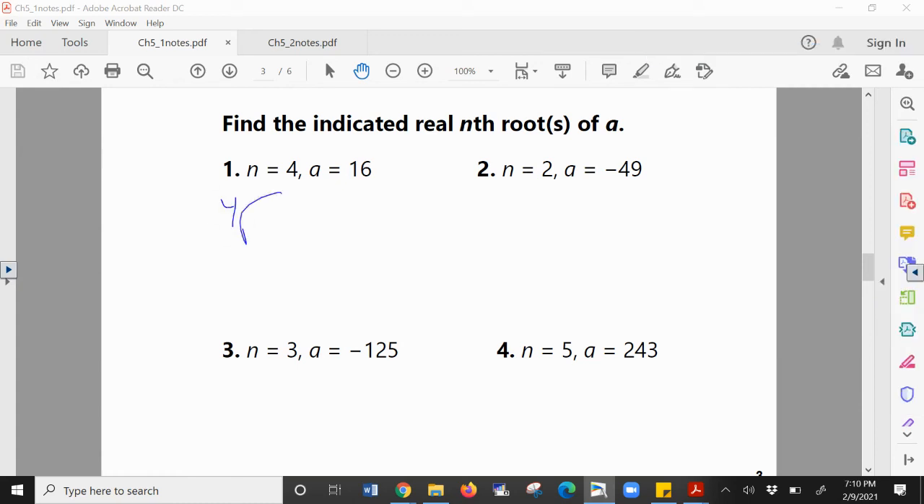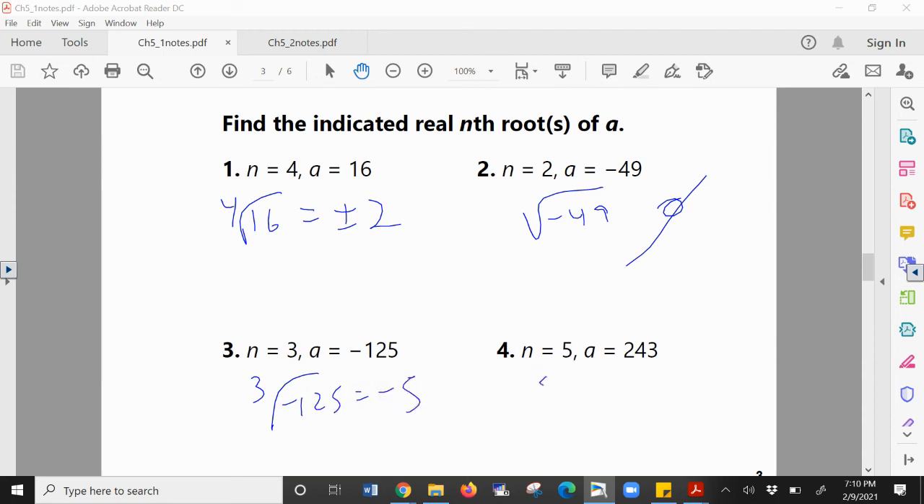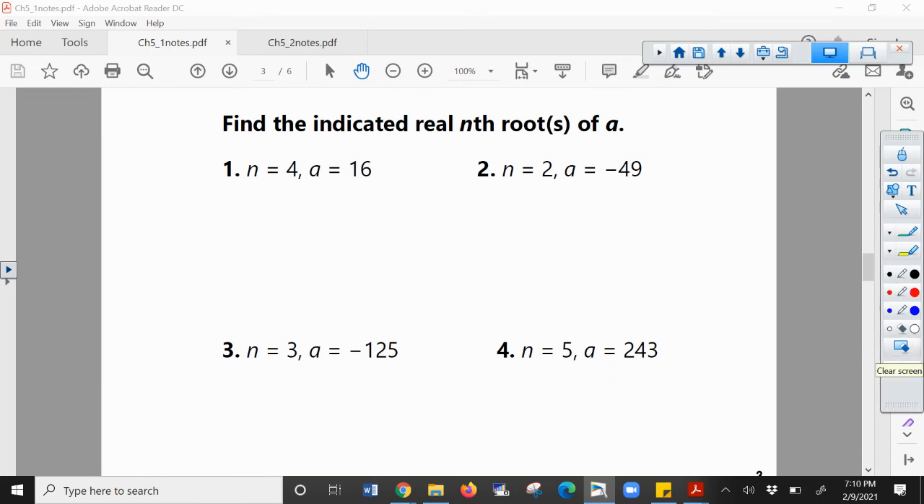So let's see, the fourth root of 16 is plus and minus 2. The square root of negative 49 is no real numbers because it would be plus and minus 7i, right? Or it's just 7i. The third root of negative 125 is negative 5. And the fifth root of 243 is 3. 3 to the fifth power is 243, sorry. I hope you checked it right.